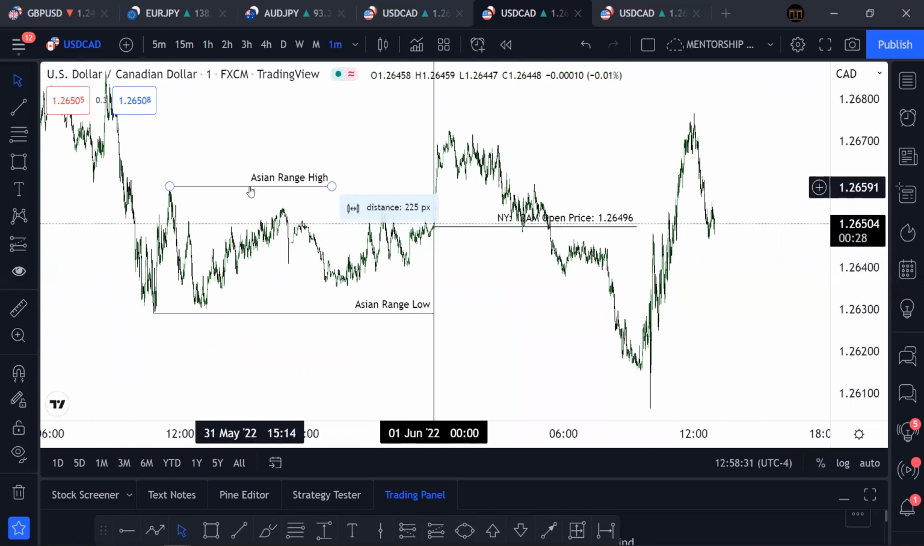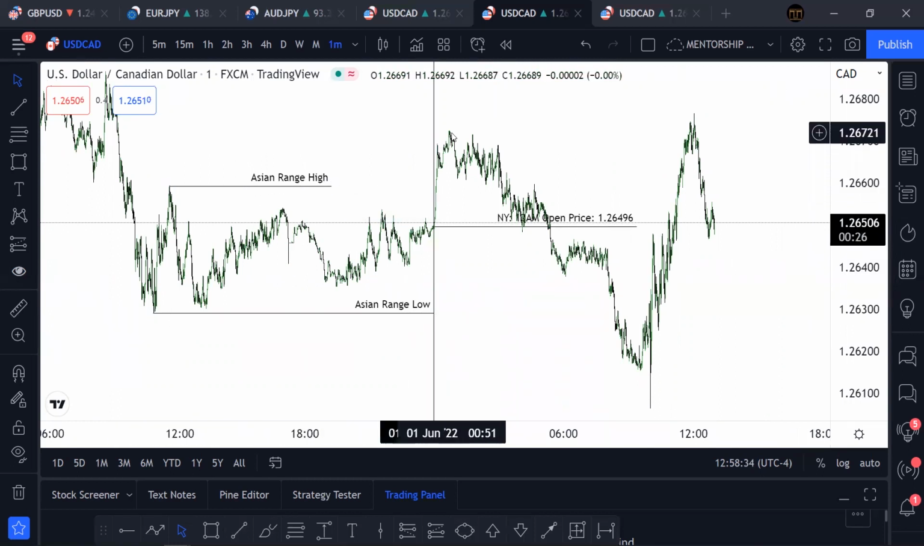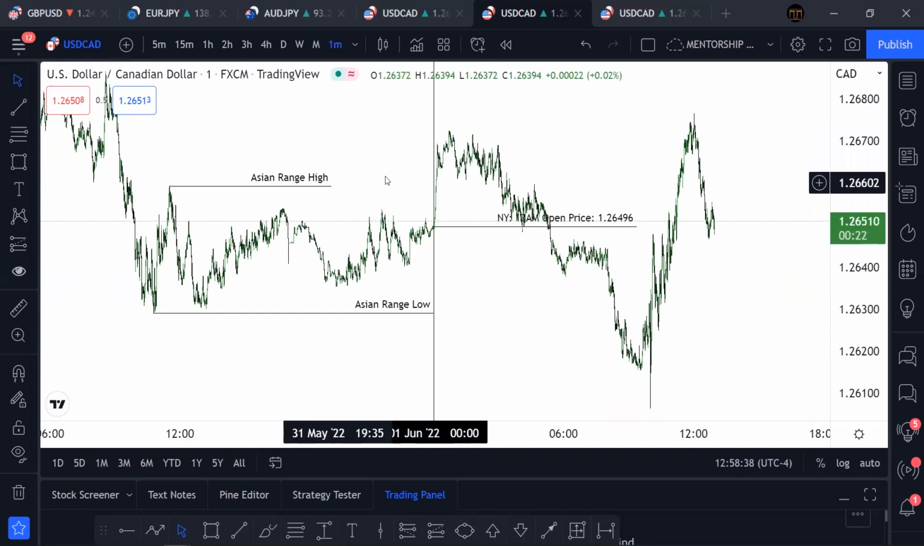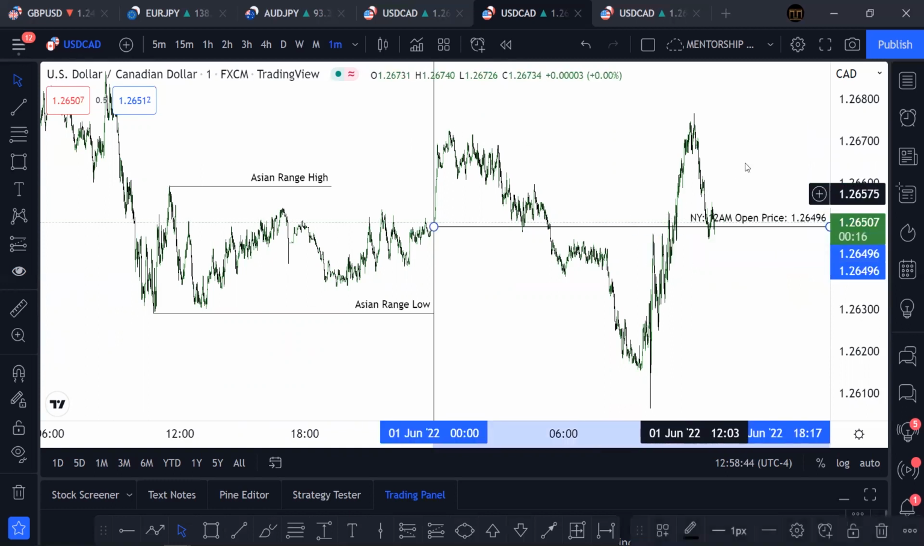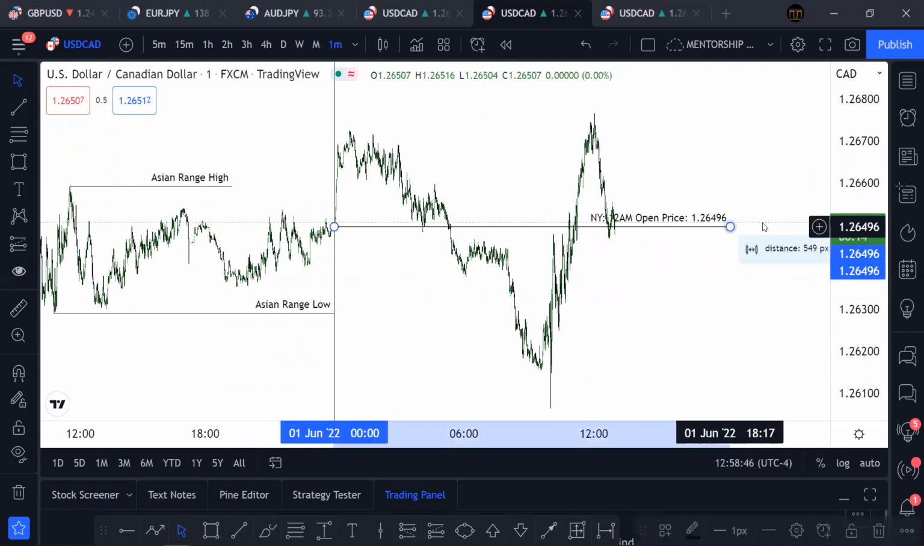Manipulation happens above the Asian range high. I repeat, manipulation happens above the Asian range high. Do you still remember the price, the New York Open, the New York midnight price levels? Right here. This same price level.